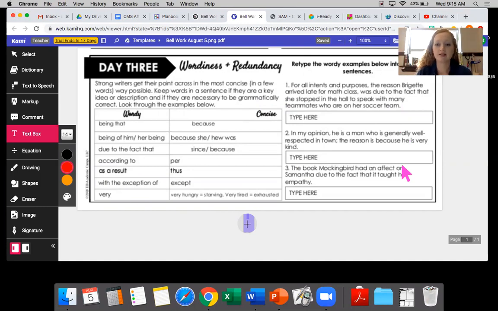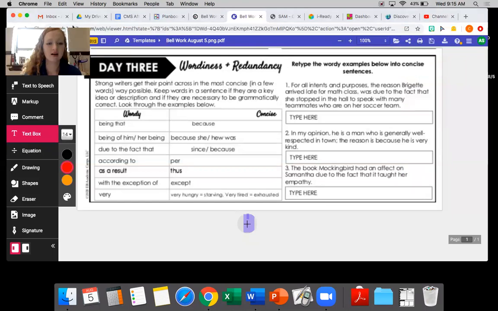Okay, so wordiness and redundancy is really important to avoid in English class, in your writing, your speaking, your communicating. Strong writers get their point across in the most concise way possible. And concise means in just a few words. Keep words in a sentence if they are a key idea or description and if they are necessary to be grammatically correct. So let's look through these examples below.